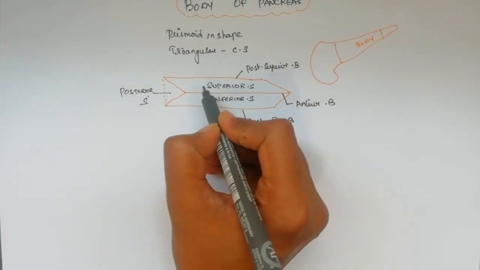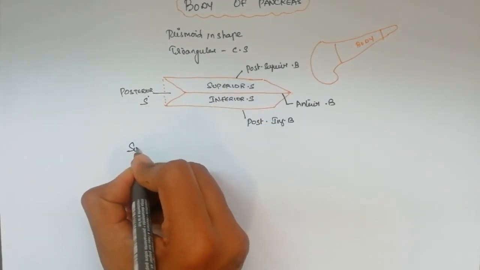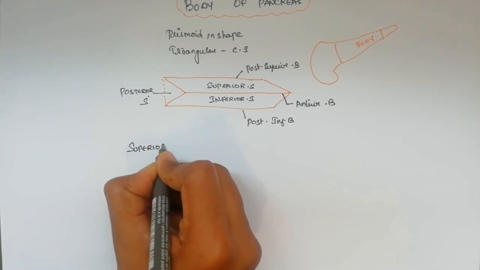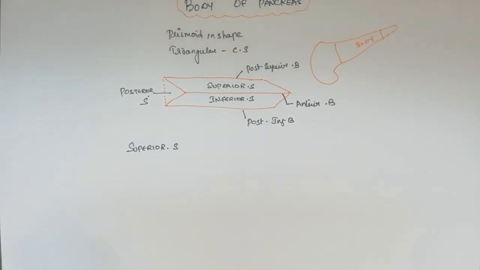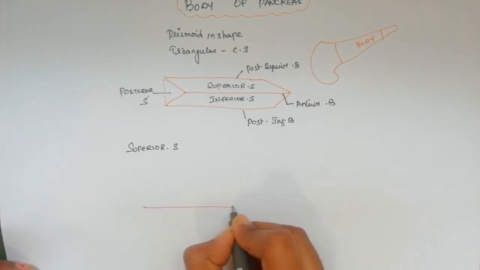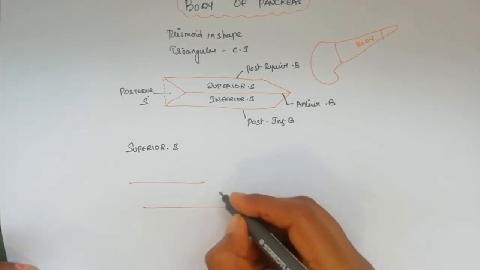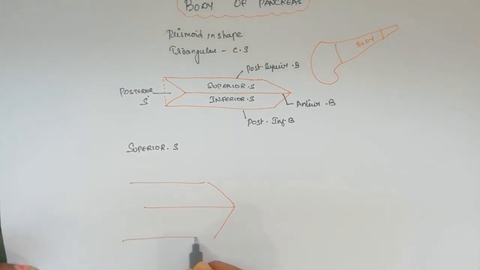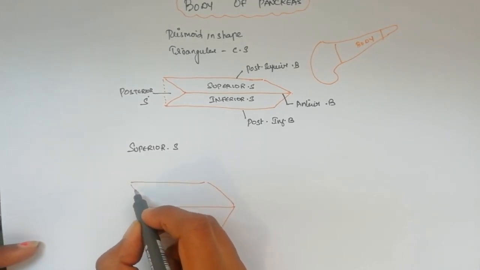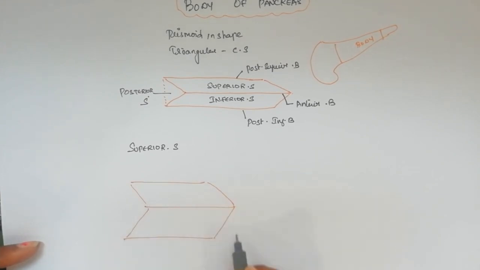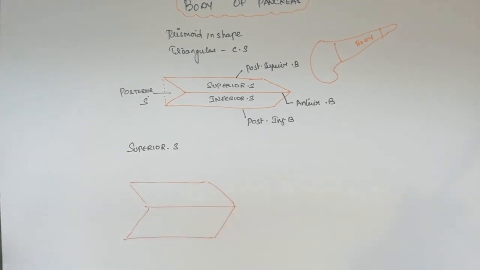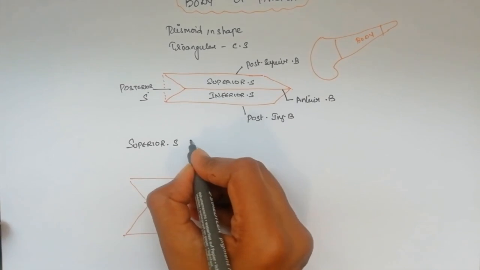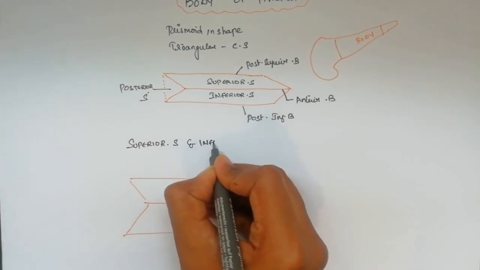Talking about the surfaces, first we will move on to the superior surface. So we are going to deal with the superior surface. In the superior surface, again we have got the anterior border and the posterior superior border. I will show both relations, that is, the superior surface relation and inferior surface relation, in one image.